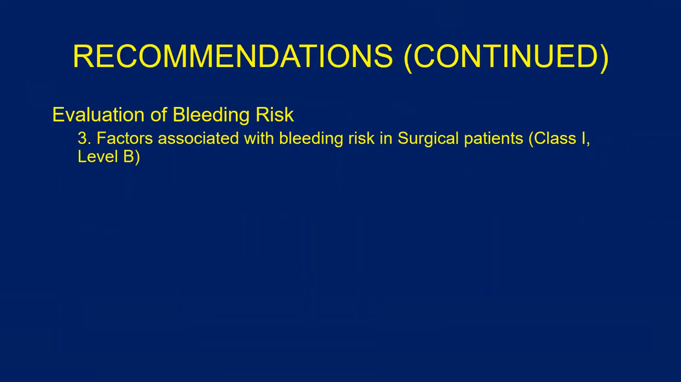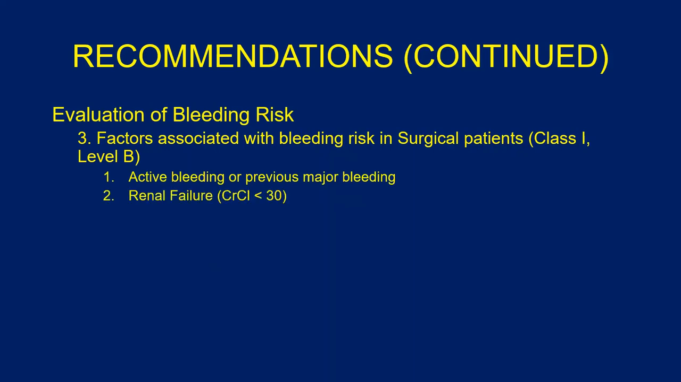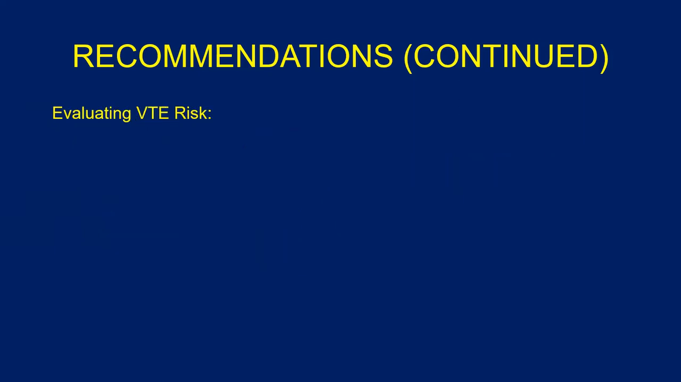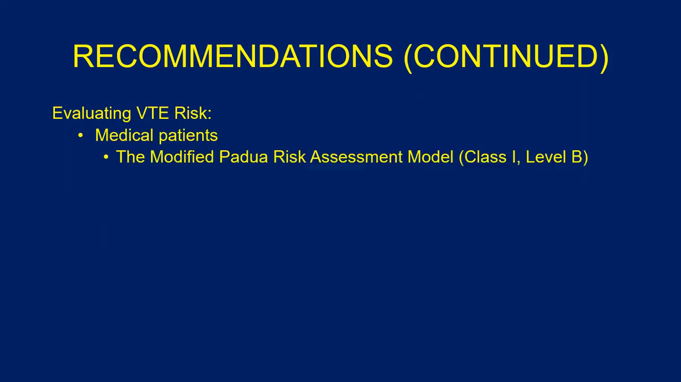Now, looking at the continued evaluation of bleeding risk, the factors associated with bleeding risk in surgical patients, and this is a class 1, level of evidence B recommendation, are active bleeding or previous major bleeding; renal failure, indicated by a creatinine clearance of less than 30; hepatic failure, with an INR greater than 1.5; thrombocytopenia; acute stroke; or uncontrolled hypertension.